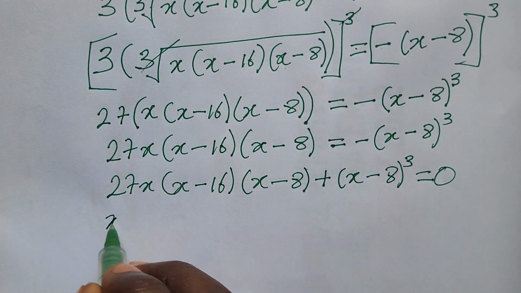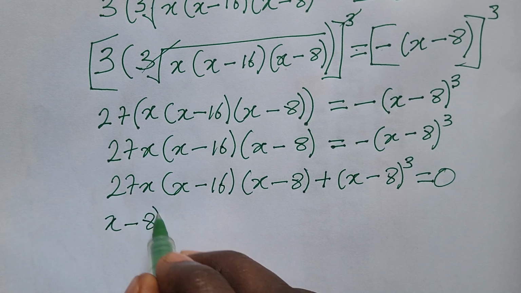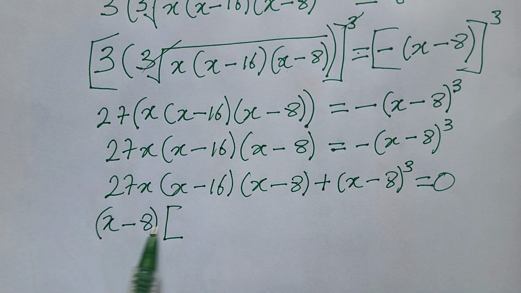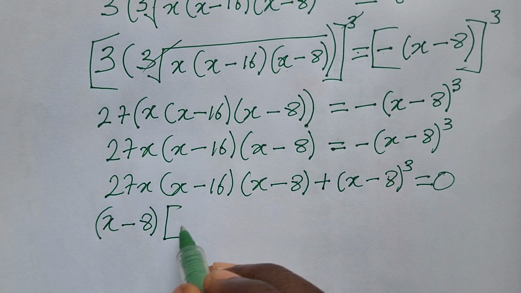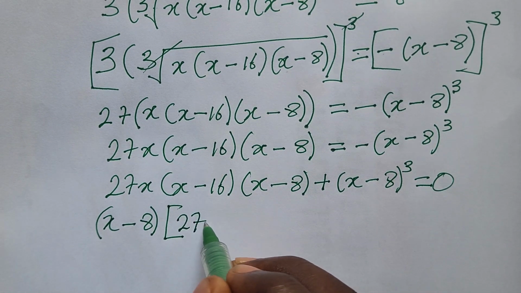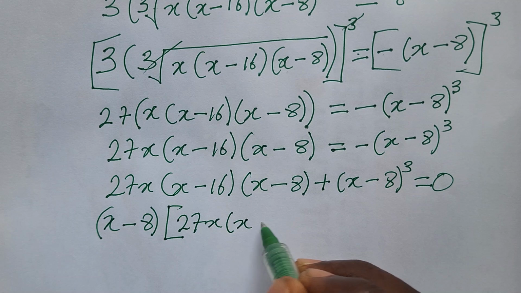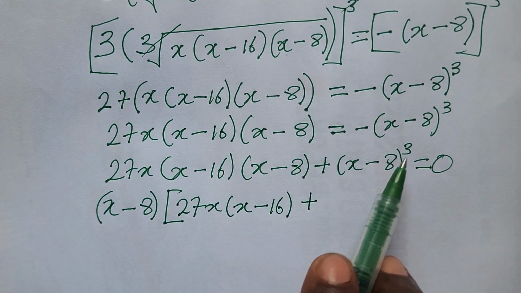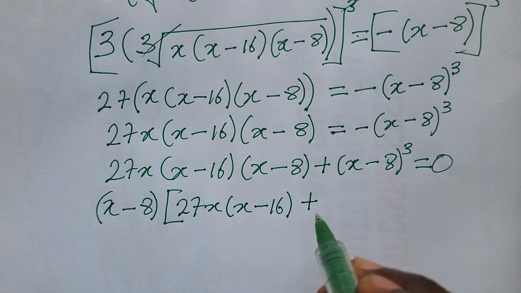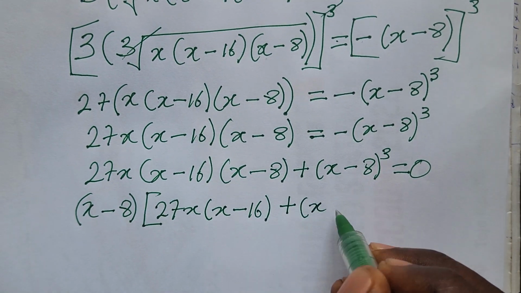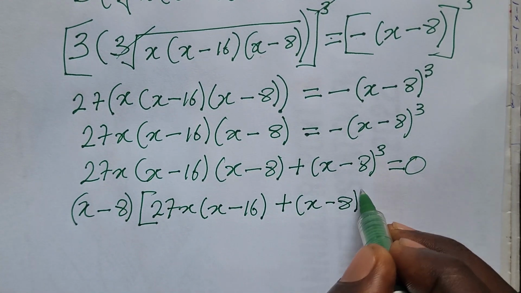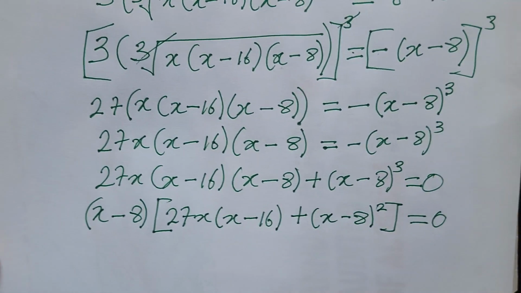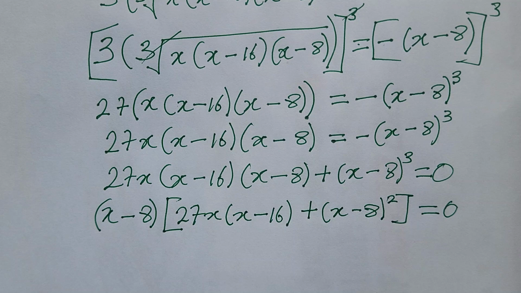So we now have x minus 8 close bracket into our square bracket. We use this to divide this. So now we have 27x(x minus 16), then plus, we'll be left with 2 of these, (x minus 8) all to the power of 2. So our square bracket is equal to 0.